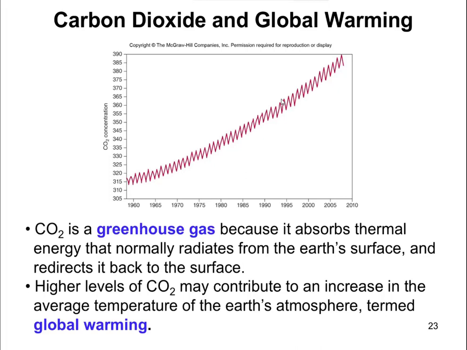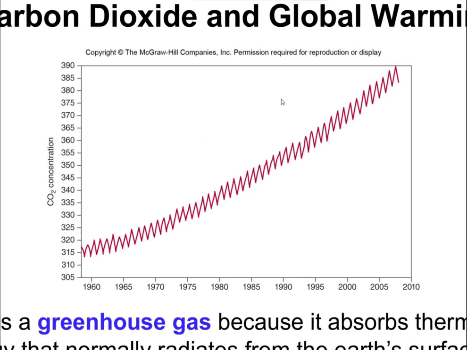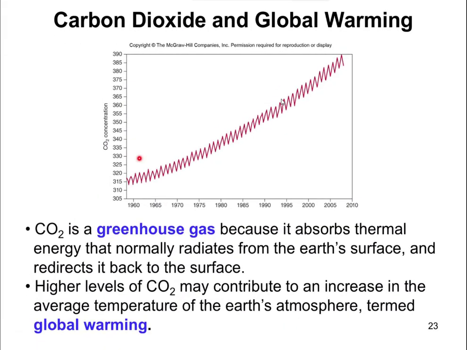So you can see here is this up and down, up and down. So the general trend continues higher, right? And that's what they're saying, this increase in the CO2 could be attributing to higher temperatures. But I want to talk about what is this up and down due to? Why is it this very consistent and regular spiking of up and down?